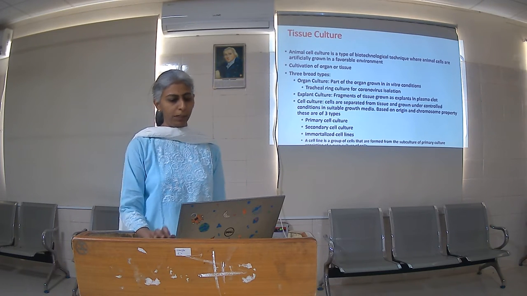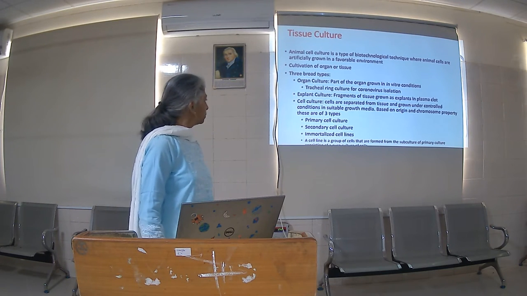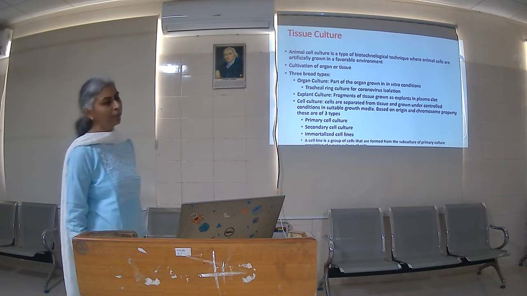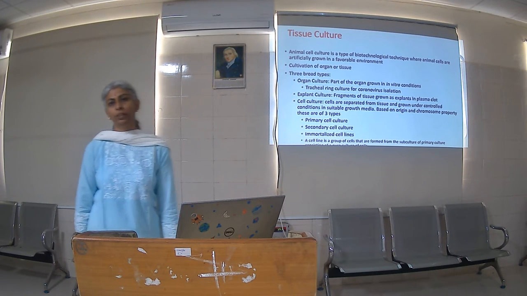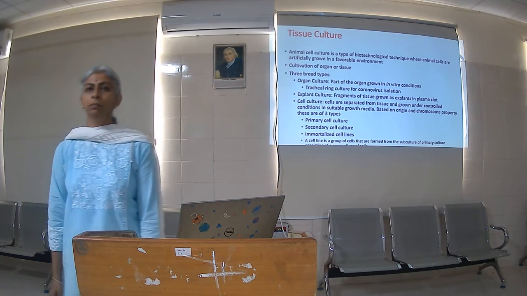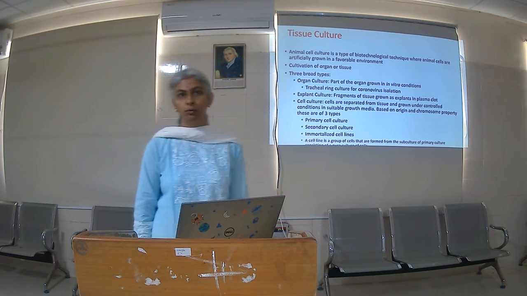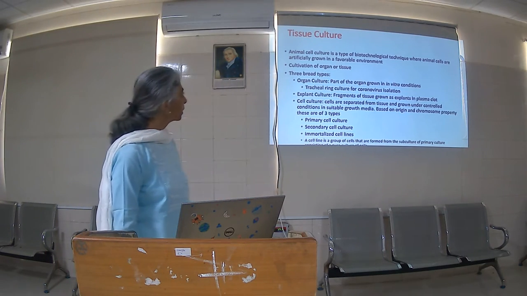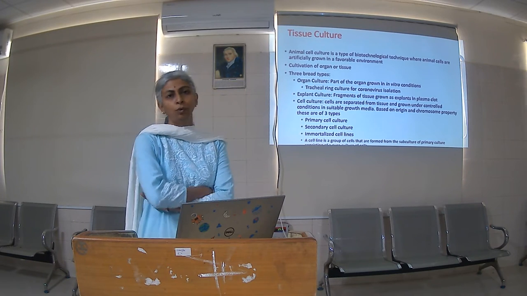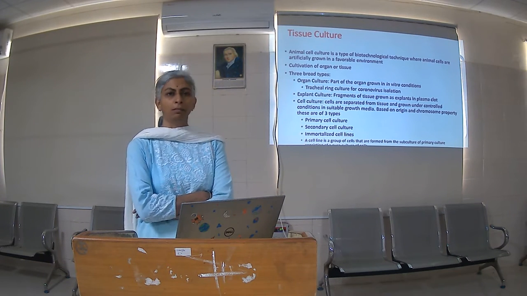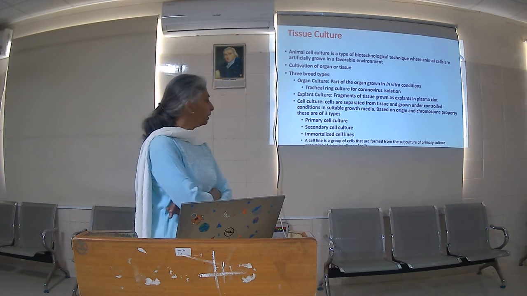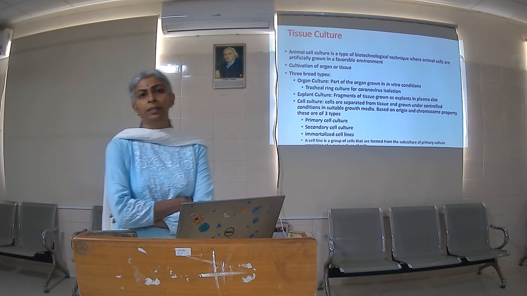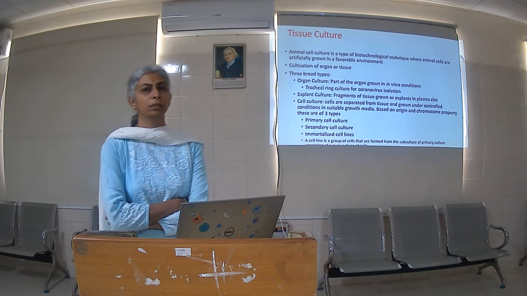Culture and its applications. So, animal cell culture is a biotechnological technique where animal cells are grown artificially by providing them some favorable environment for their growth. So, this can be cultivation of an organ, tissue or a cell. Now, normally when we talk about cultivating in vitro anything from an animal, broadly it comes under three categories.